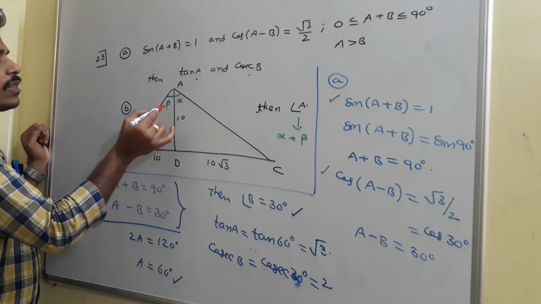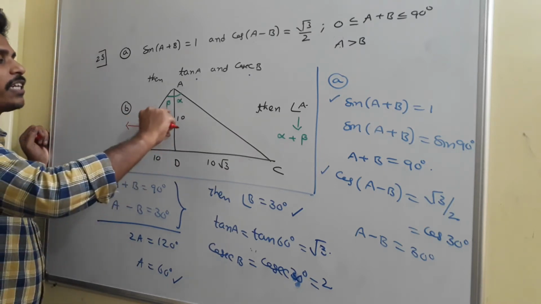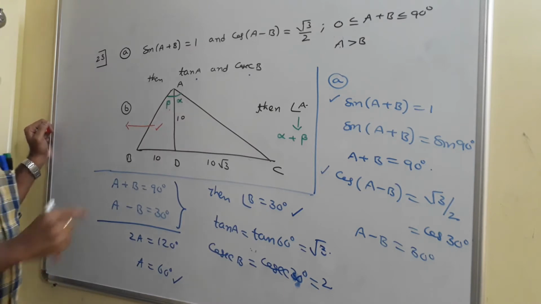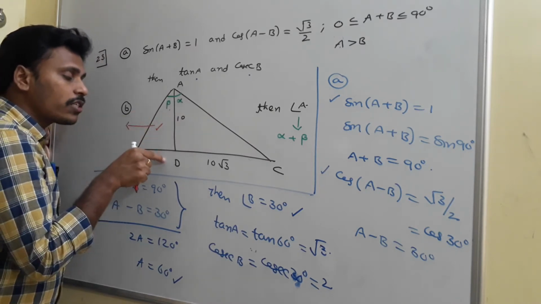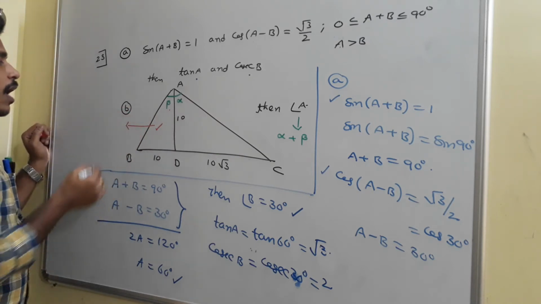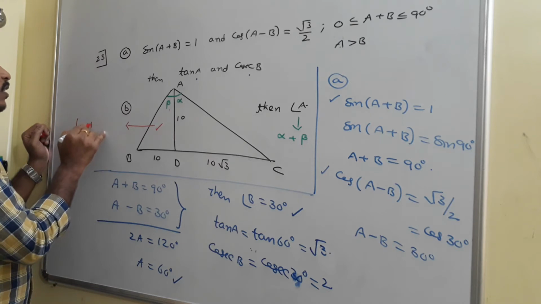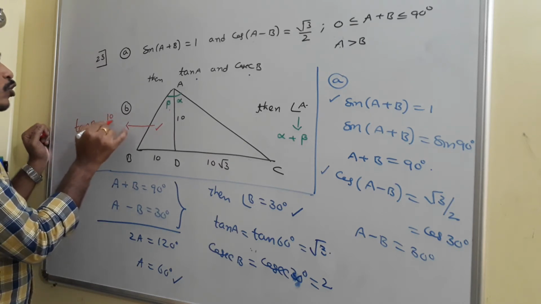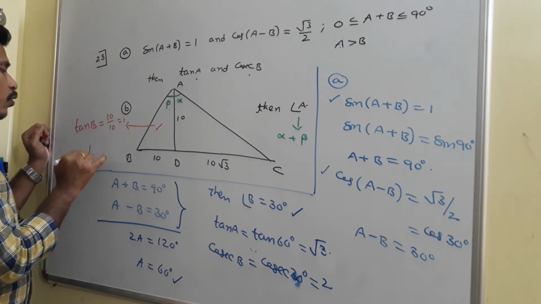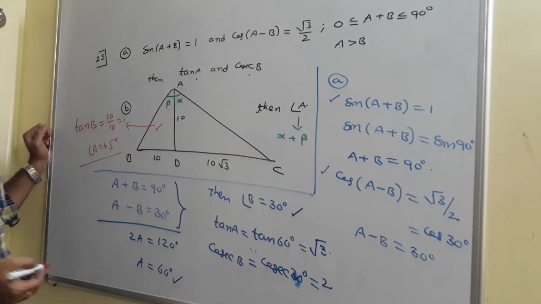For this triangle, this is beta, and its opposite side is 10, whereas its adjacent side is still 10, right? For beta, the opposite side is 10 and the adjacent side is also 10, and opposite side by adjacent side is nothing but tan. So tan B is equal to 10 by 10, which is equal to 1, then angle B is equal to 45 degrees.